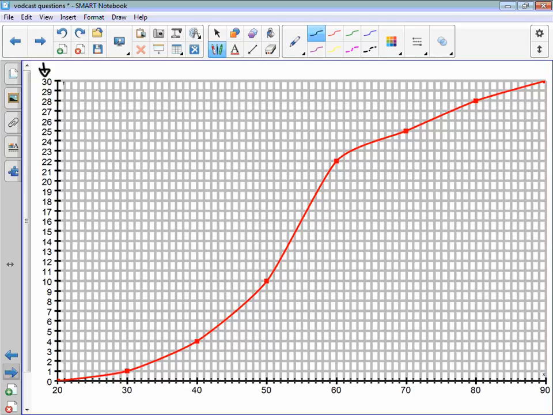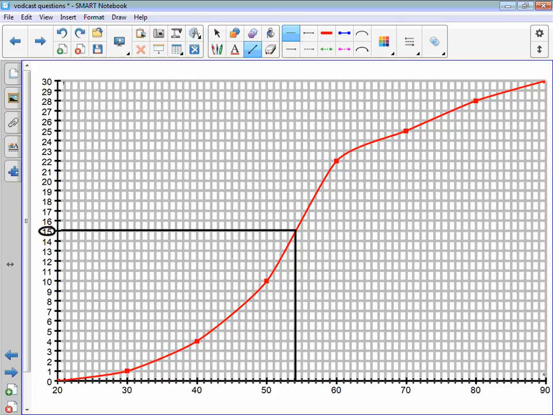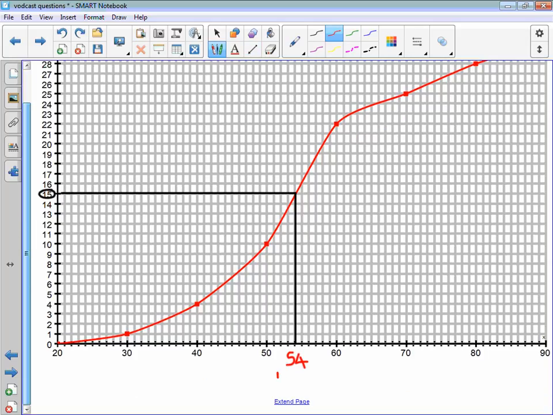Now our median, we should hopefully know, should be halfway through our data. Now because we have got 30 bits of data in total, halfway up our data would be the value 15. So we use a pencil and a ruler, and we start at this value 15, and we go across until we hit our graph, and then go down. We read our value off our scale. So in this case, we've got 54. And 54 is the value of our median.